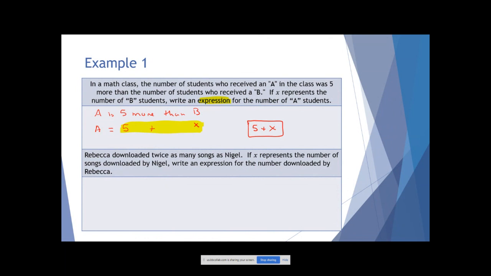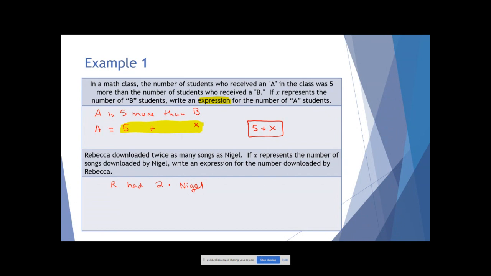Okay, so now the second example here that I have on this slide. Rebecca downloaded twice as many songs as Nigel. So I'm going to just use R for Rebecca. Had twice Nigel. So twice is multiplication, twice as many. So I just translate R had 2 times Nigel.